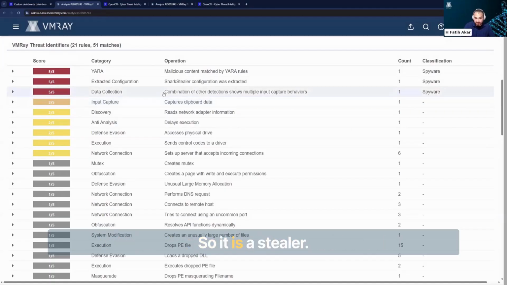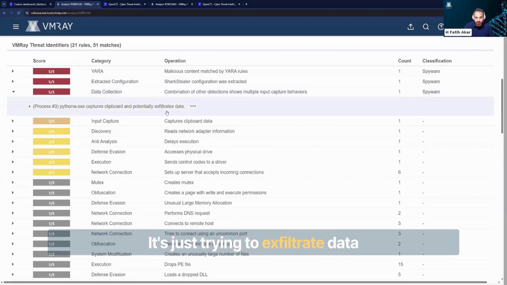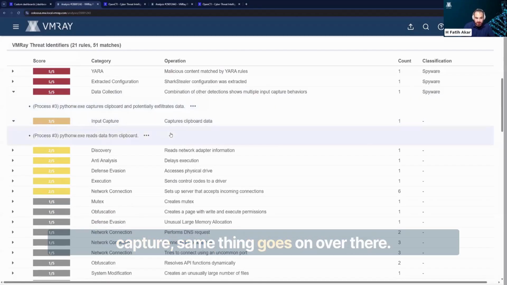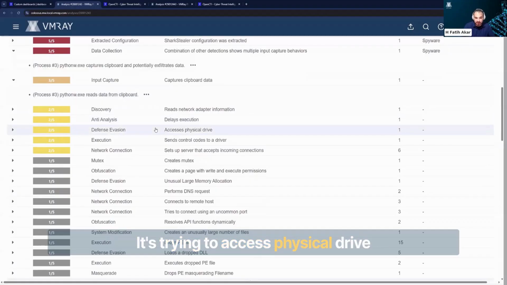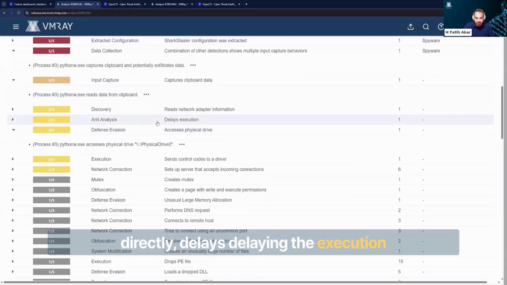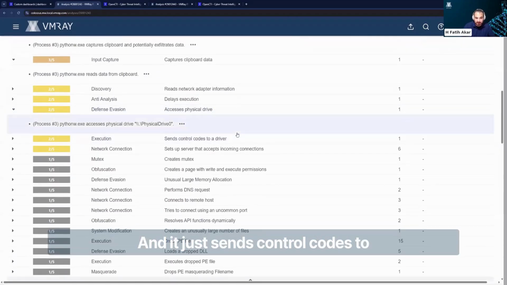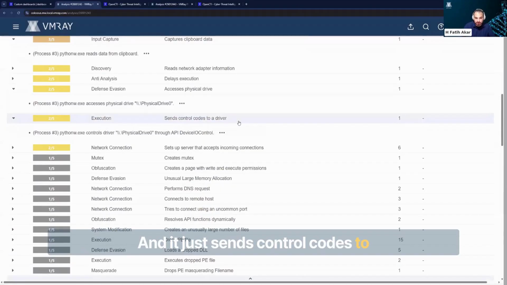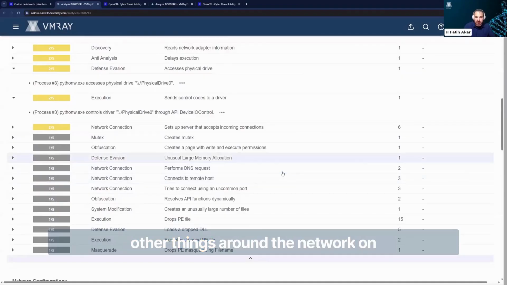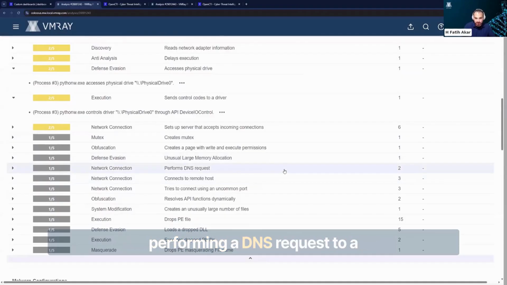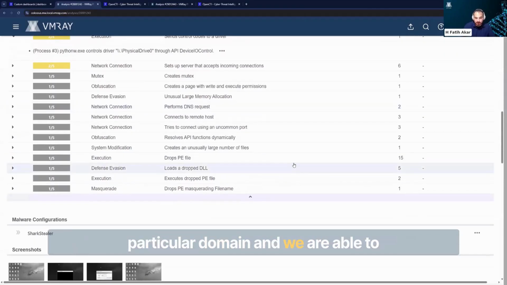So it is a stealer. It's just trying to exfiltrate data and trying to get a lot of things from the clipboard and input capture. Same thing goes on over there. Some evasion attempts are continuing. It's trying to access the physical drive directly, delaying the execution as we mentioned earlier. And it just sends control codes to the driver. And there are not only these behaviors, but also a lot of other things around the network, like performing a DNS request to a particular domain. And we're able to get all this visibility in under 4 minutes.